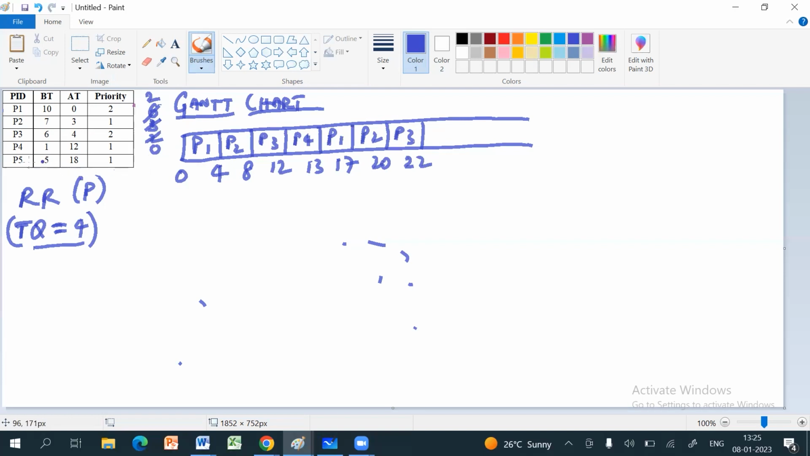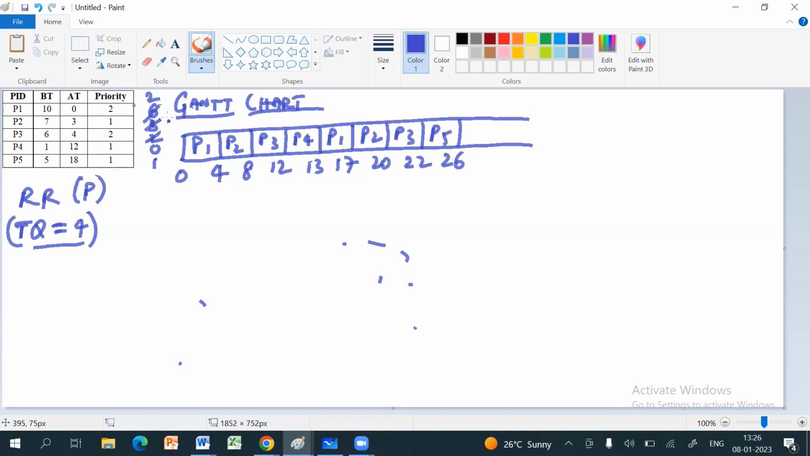And next in line is P5. Because the current time is 22, that means in the meantime P5 has also arrived. P5 requires 5 units of time, but the time quantum is only 4. So P5 will be stopped at 26 and the remaining time is 1. So 1 round is complete. Totally 2 rounds have completed so far. So I'll go back to the next round again.